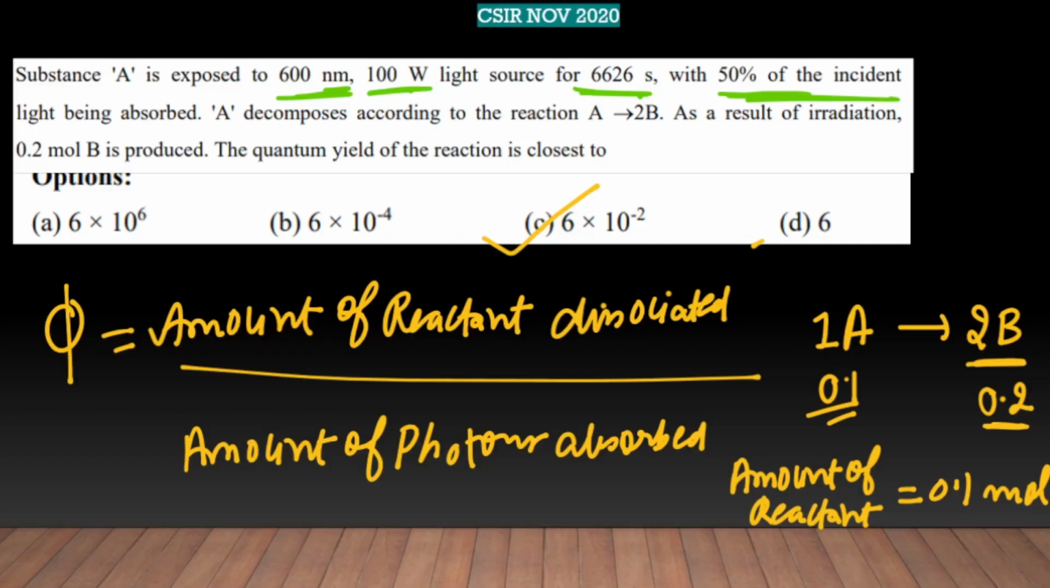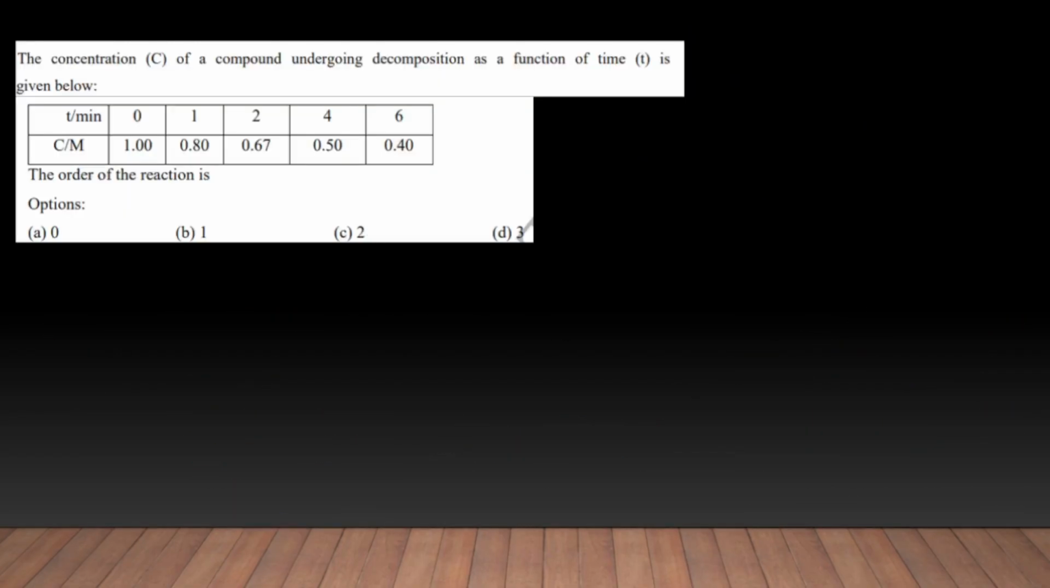Okay, so now moving on to our next question, this one. Here it says the concentration of the compound C undergoing decomposition is given as a function of time interval. So concentration values are given to us at different time intervals. Here it means we will be using the integrated rate law expressions, that is, the different integrated equations for the different orders of reactions. Using this data we will see the values of the rate constants for a particular order. If the rate constant values come out to be constant, then the data is for that corresponding order of the reaction.